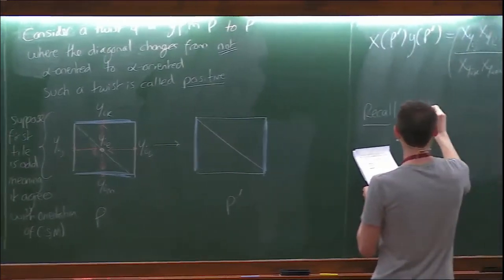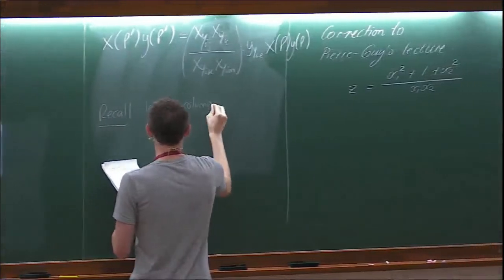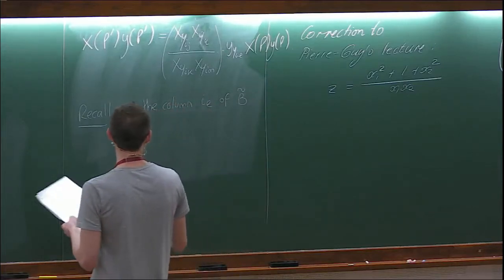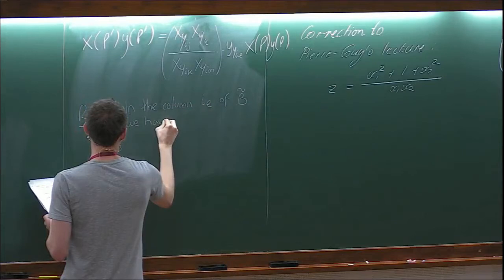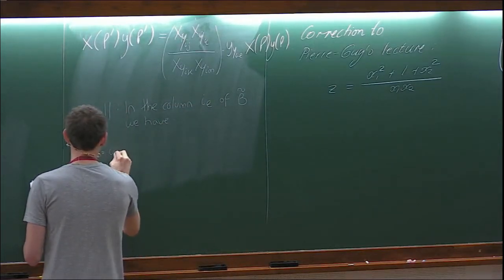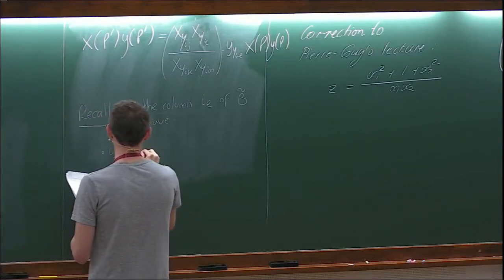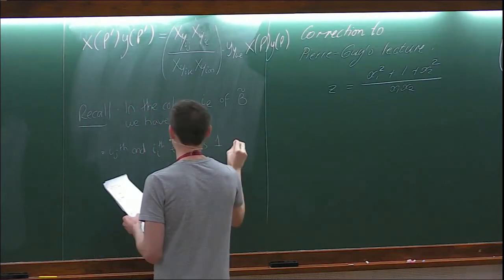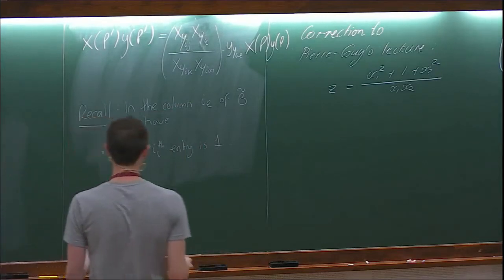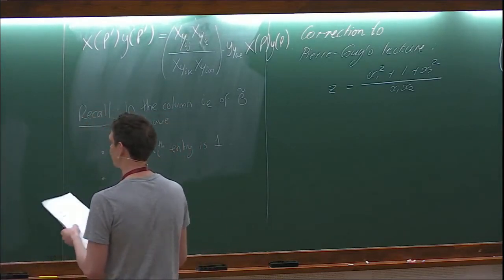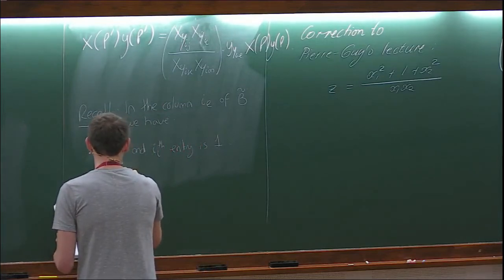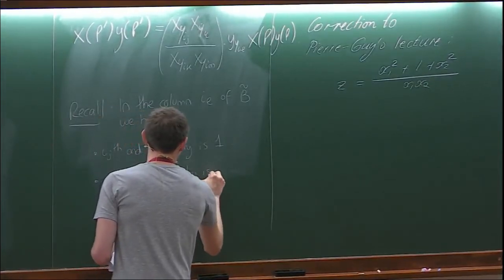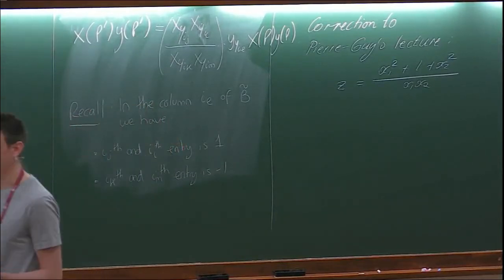And so in the column IE of B tilde, we have the following. The IJth and ILth entry is 1, right, these are going into IE. And the IKth and IMth entry is -1 because these are going out.